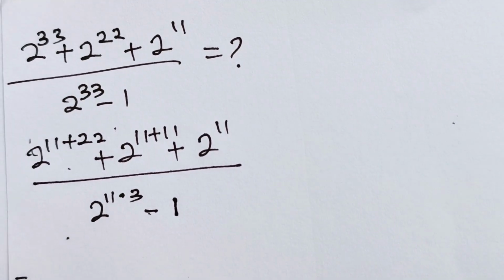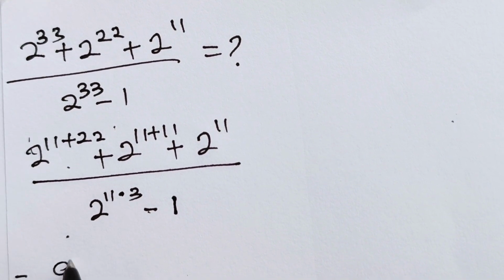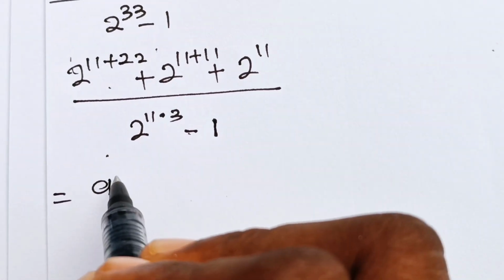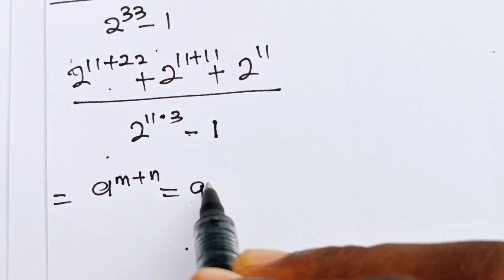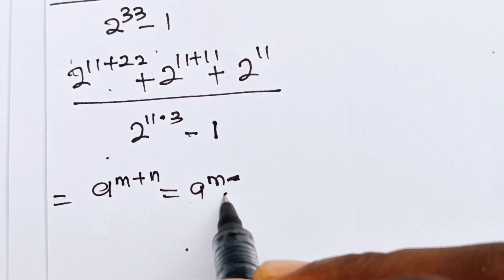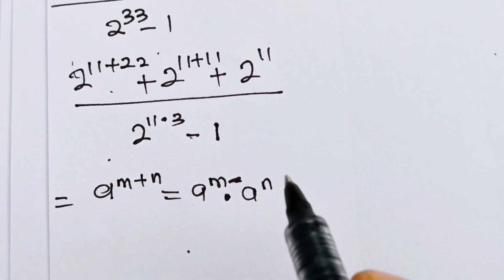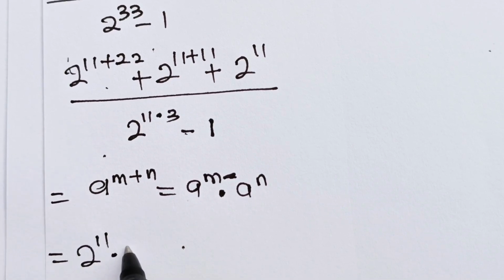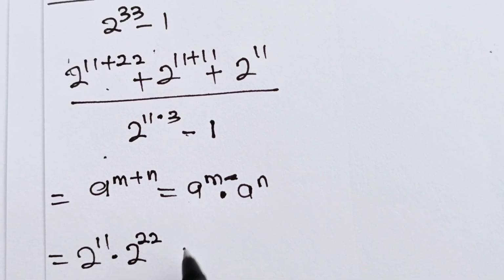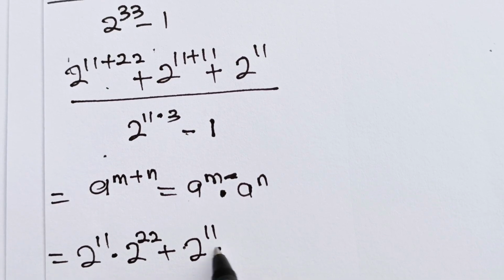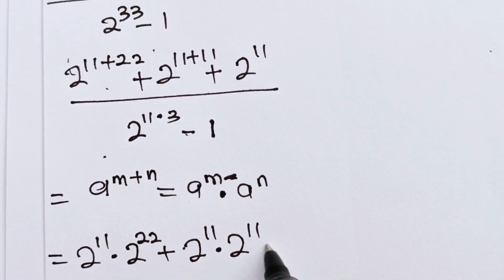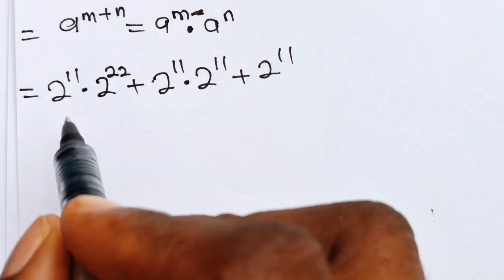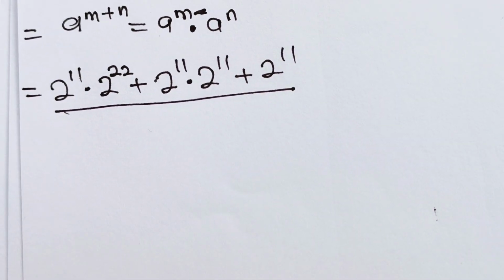Now recall that when you have a to the power of m plus n, this is equal to a to the power of m multiplied by a to the power of n. That means we can write this as 2 to the power of 11 multiplied by 2 to the power of 22, plus 2 to the power of 11 multiplied by 2 to the power of 11, plus 2 to the power of 11. Recall that in this type of question, you are not allowed to use a calculator, so you are going to simplify it as much as possible.